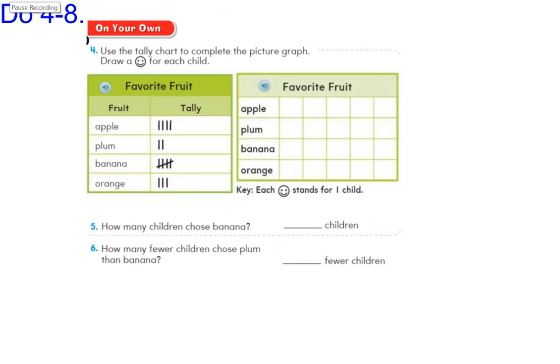Moving on to favorite fruit, it says use the tally chart to complete the picture graph. Use a smiley face for each child. Always look at the key because sometimes the picture stands for more than 1. Sometimes it'll say each smiley face stands for 2 children or 5 children or 10 children. So always make sure you look at that key. So apples: we have 4 people who chose apple as their favorite.